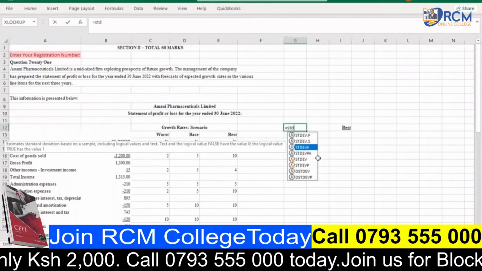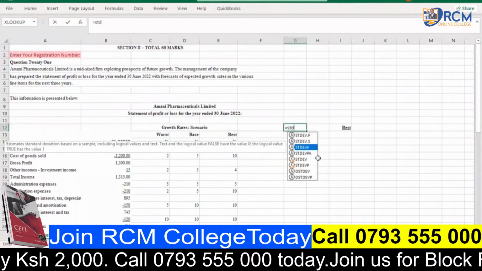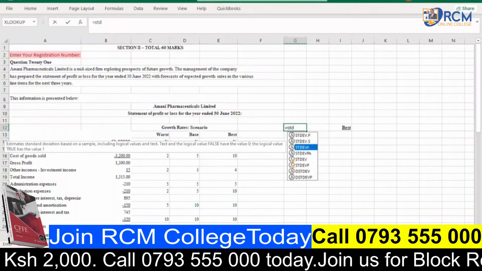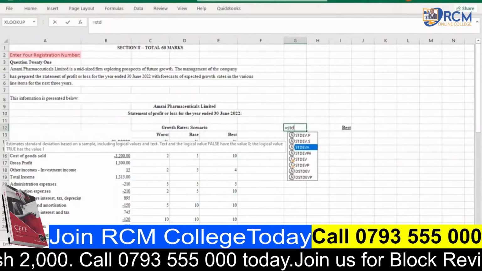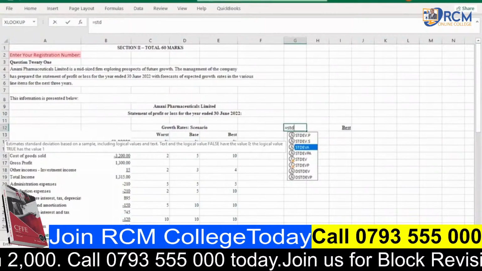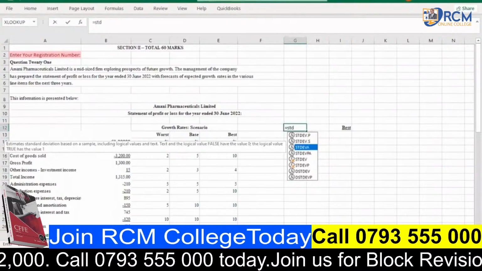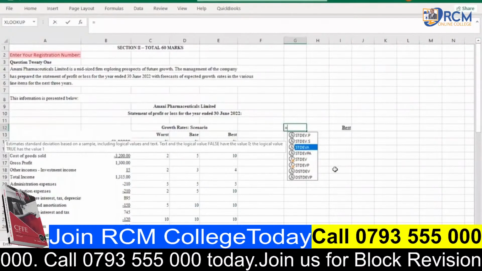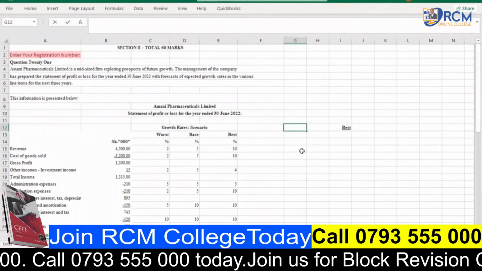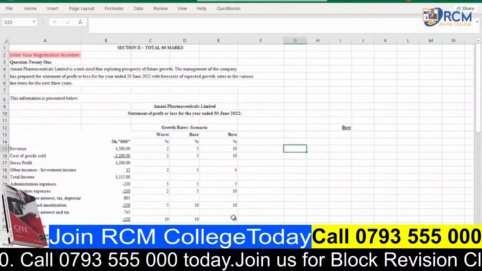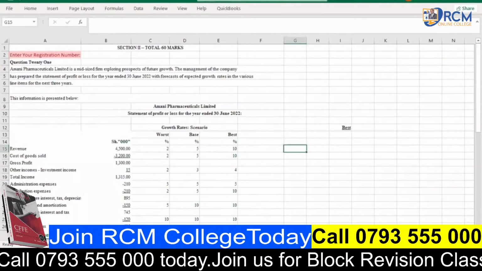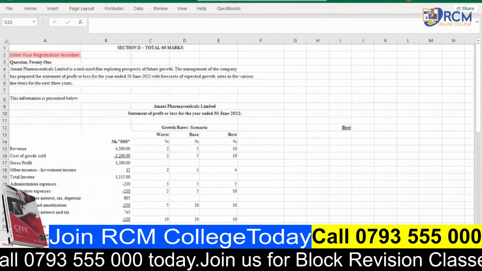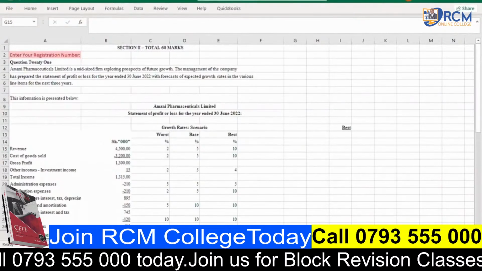So I can see majority are telling me that the correct answer is choice C. I can also see some are also having choice B, option B as their correct answer.